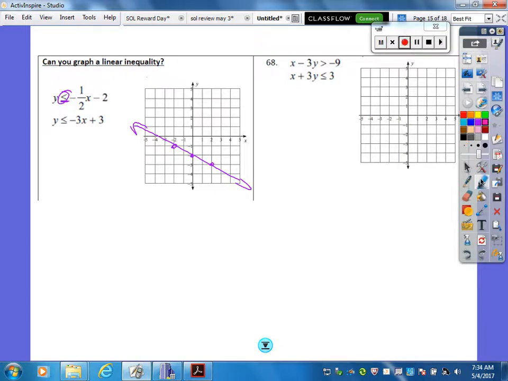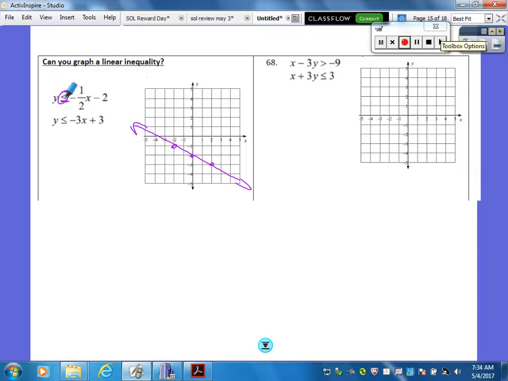And to do that and decide that, you've got to decide what the symbol says. It says y is less than. So here's my y-intercept. So we want to go below it for less than. So we're going to shade down the section.